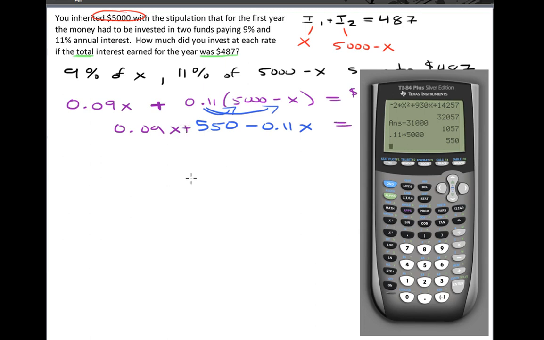I'm going to leave off the dollar signs for now. We can combine like terms. We can combine these 9 hundredths with these 11 hundredths, and we'll get negative 0.02x, and that's still going to be plus 550 is equal to 487. We'll subtract 550 from both sides. So I'm going to cheat with my calculator here. 487 minus 550, we'll get negative 63.